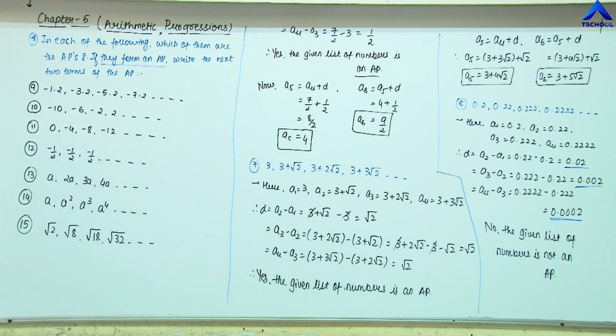So these are some 7 questions that I am going to leave for you, and check whether the given list of numbers here are AP or not. You can do it by yourself, friends, and check whether the given numbers are forming an AP or not. Okay, friends?